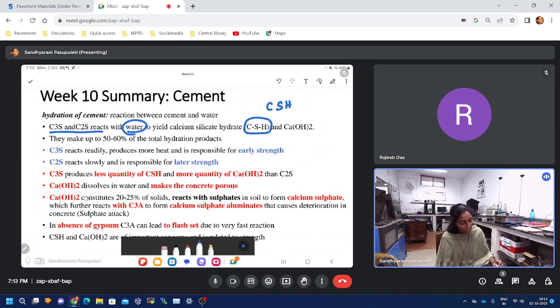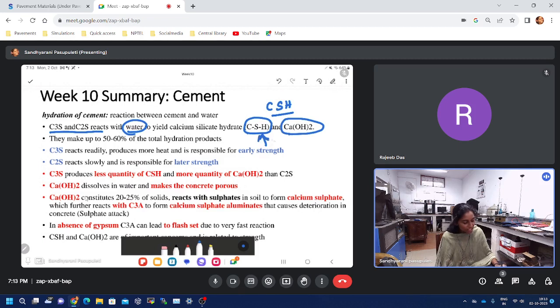So if we don't have enough dicalcium and tricalcium silicates, so water would be more, you will not be able to react with enough of the C3S, C2S to get the CSH, thereby the cement would not be higher in strength. In addition to the formation of CSH, when the C3S, C2S react with water, they also form Ca(OH)2, which is nothing but calcium hydroxide.